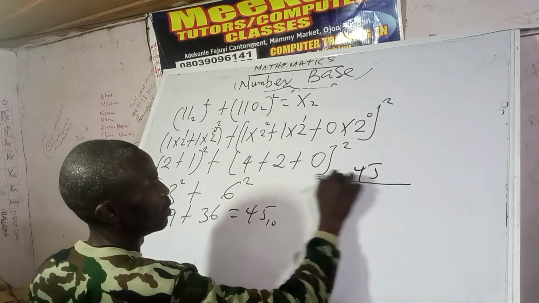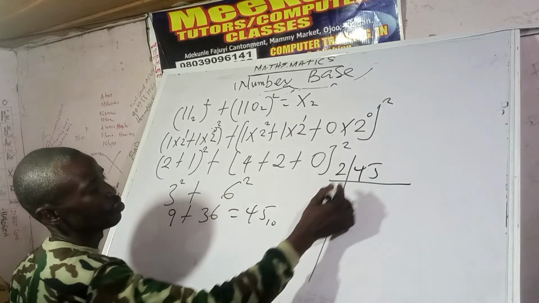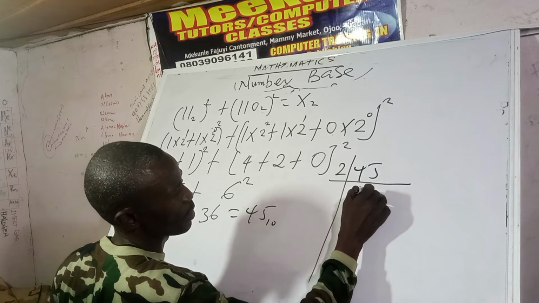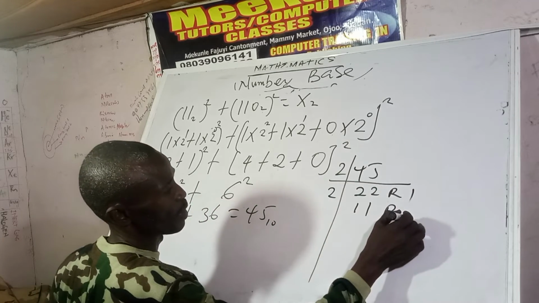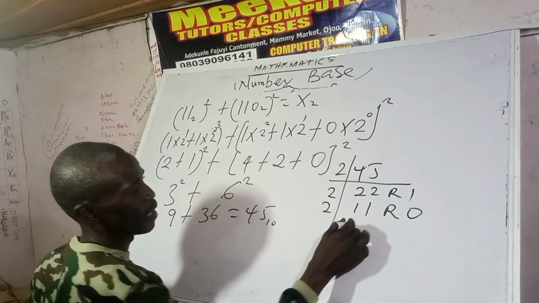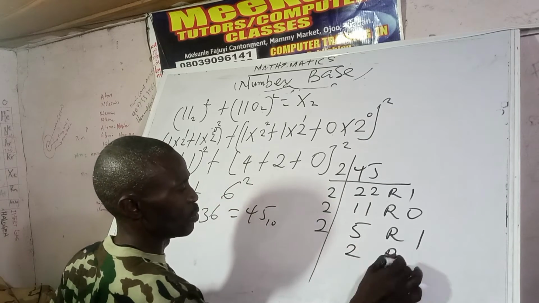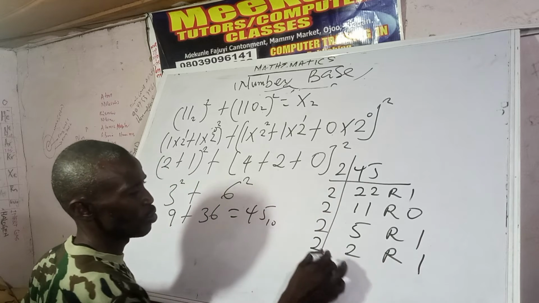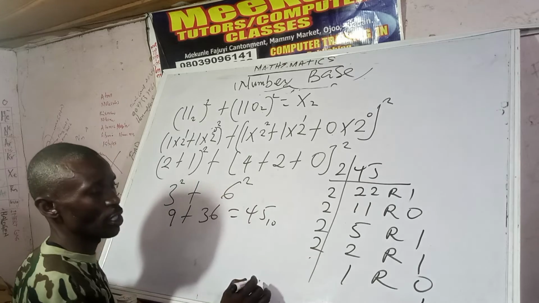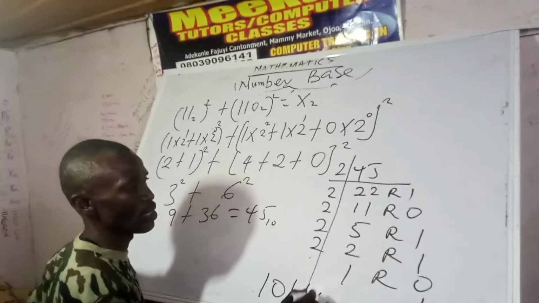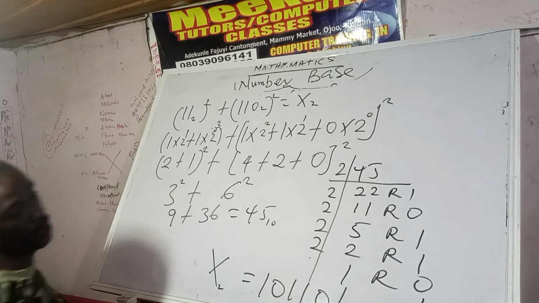Let's get cracking. Now, put it back in base 2. 2 here, what do you have? 22, remainder 1. 2 here, 11, remainder what? 0. 2 here, 5, remainder 1. 2 here, 2, remainder what? 1. 2 here, 1, remainder 0. 2 cannot go here, you put 1. So what do you have? 1, 0, 1, 1, 0, 1 base 2 is the value of my x in base 2.